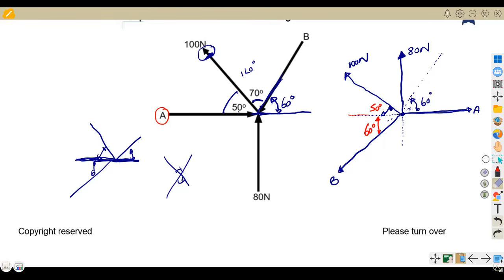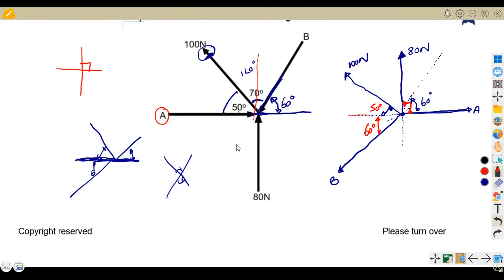What about the 80 Newton? Remember, the 80 was taken on a vertical line. So when a vertical line meets a horizontal line, they meet at 90 degrees. So that means 80 Newton is at 90 degrees from A, like from the horizontal line like that.